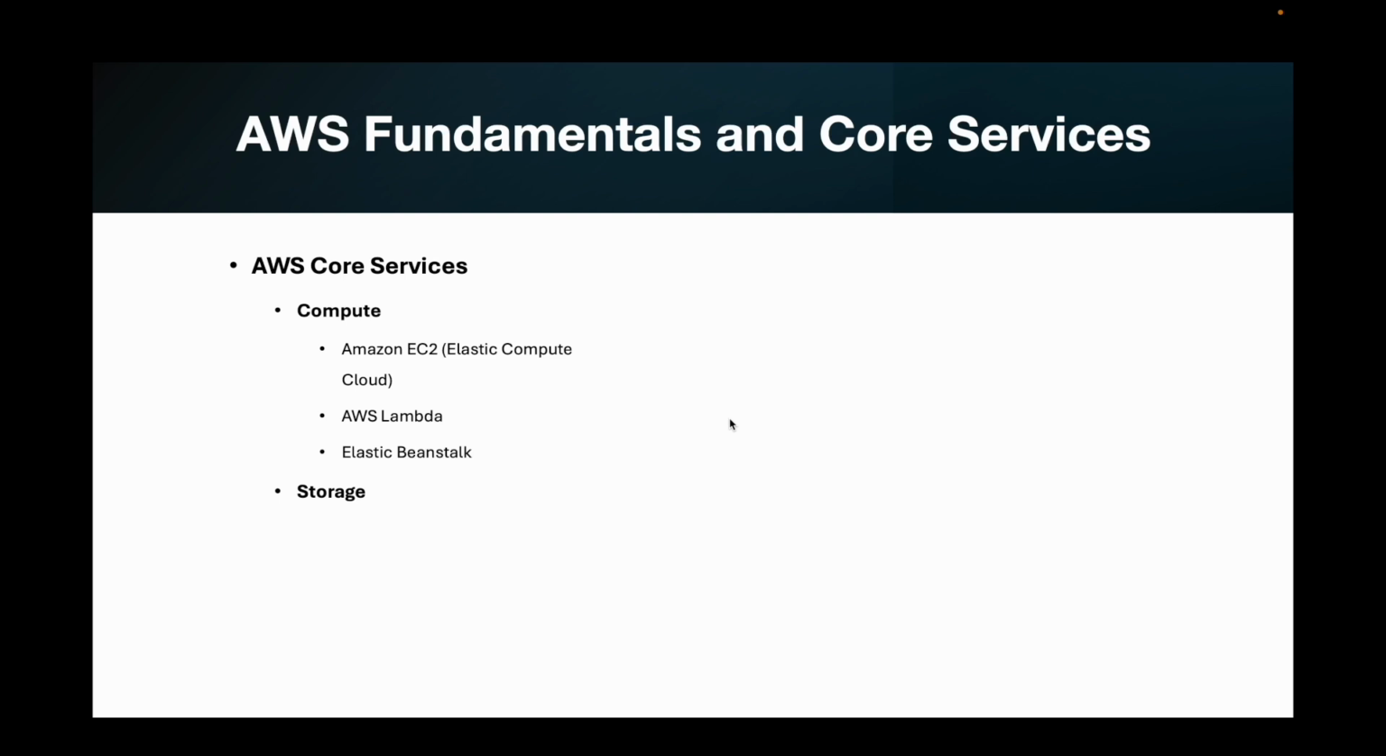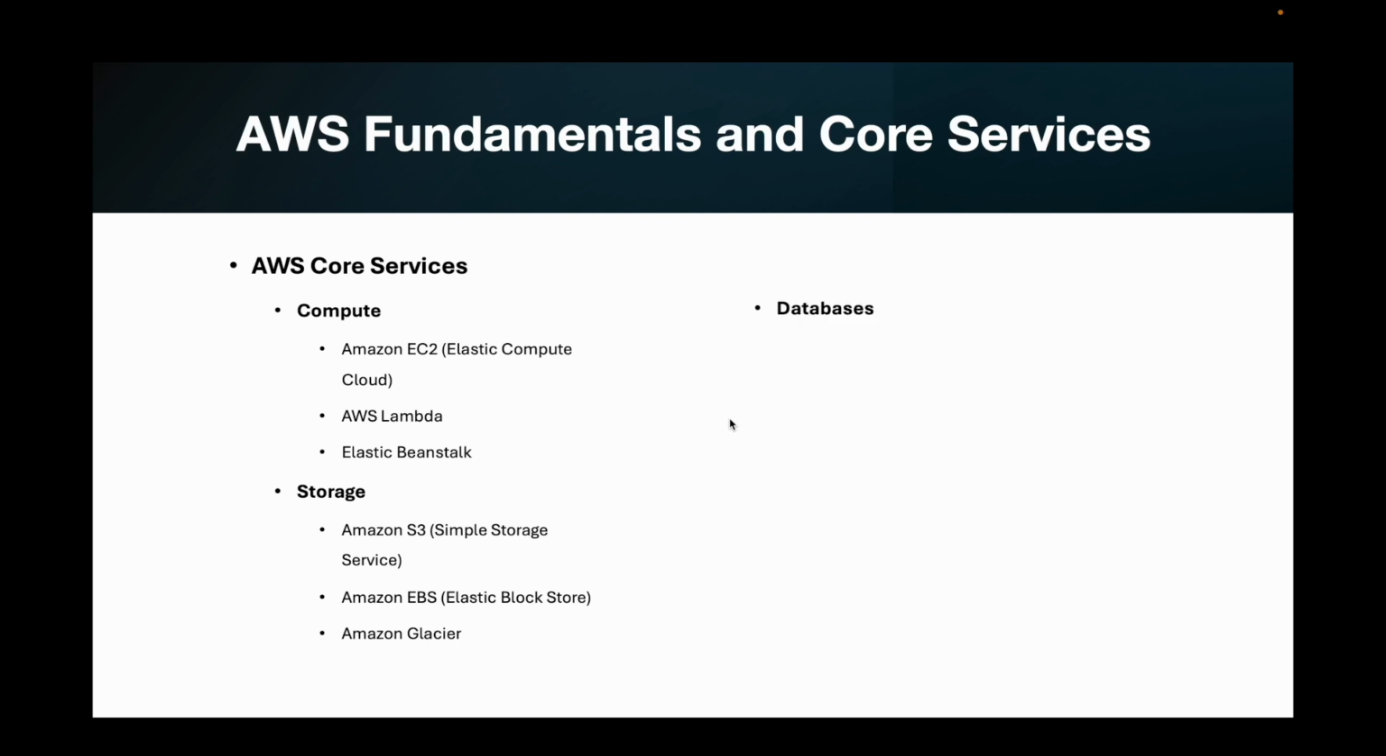Next, we have storage. The first one is Amazon S3, which is the Simple Storage Service. Scalable object storage for data like files, images, and backups. Next, we have Amazon EBS, which is the Elastic Block Store, persistent block storage for use with EC2 instances. And finally, we also have Amazon Glacier, which is low-cost storage for data archiving and long-term backups.